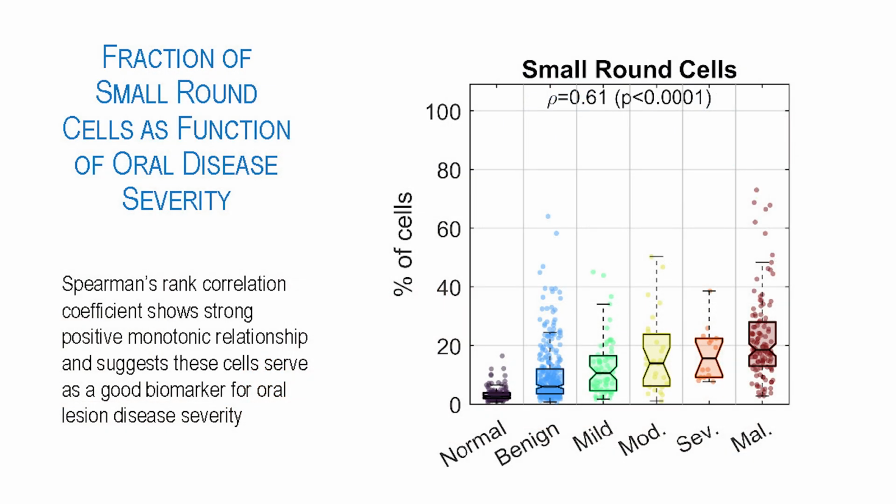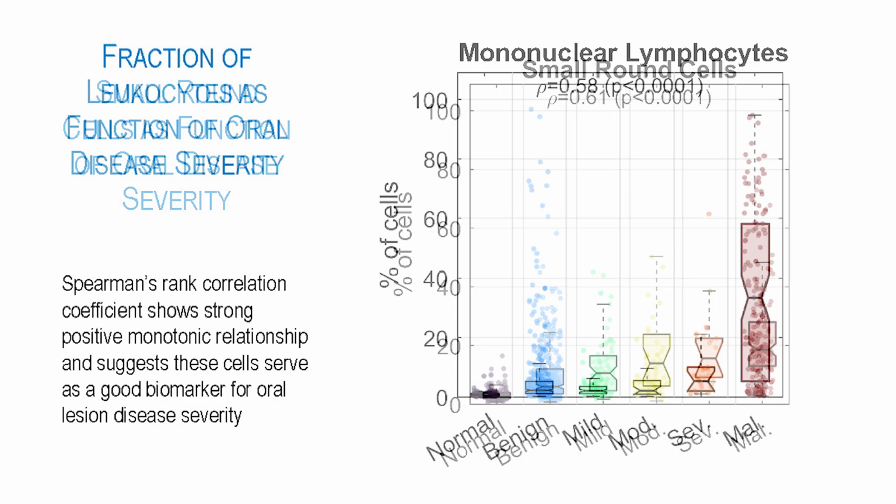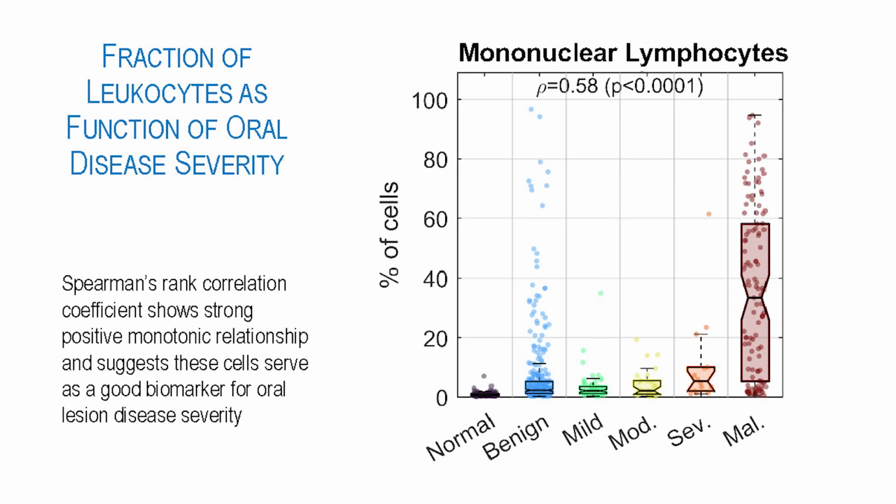The small round cells do a similar thing. In this particular case, it's a positive correlation, and Spearman's rank correlation, again, is very significant in this particular area, as is the P ratio. And for the white blood cells, there's a similar capacity. There's clearly a tendency for white blood cells to infiltrate and move into these lesions, and this becomes an extremely good biomarker that allows us to evaluate the disease severity.